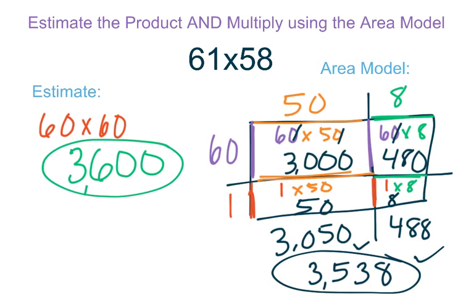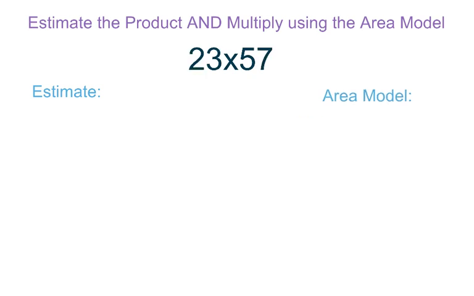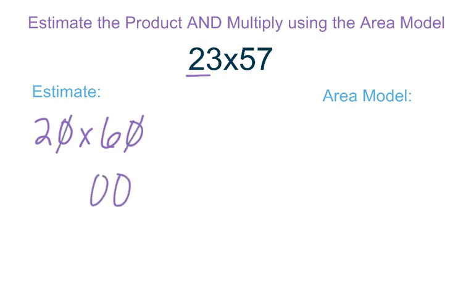Go ahead and solve this next problem. I want you to estimate and use your area model. So find your estimate first. Your estimate for this problem, we should have rounded 23 to 20, and we should have rounded 57 up to 60. So when we multiply 20 times 60, we get 1,200 as our estimate. Now go ahead and do your area model and find your 4 partial products and then add.